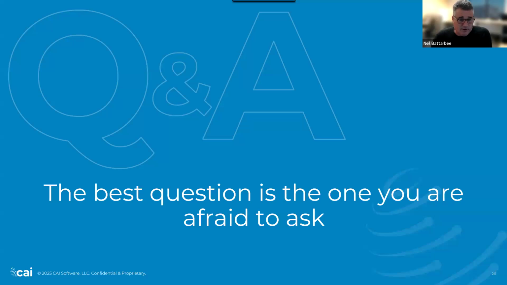Matt, I do see one coming in talking about implementation. What's the best single prep task that you can do before you launch an MES project? What's the one valuable thing that you can do before you start?